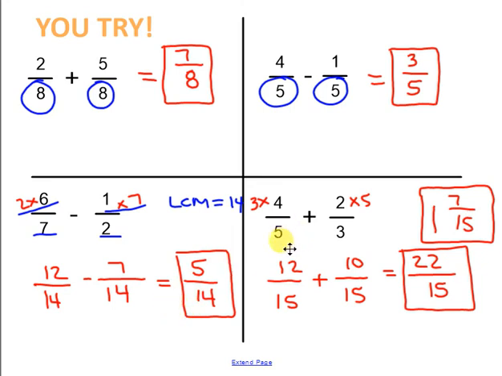Over here, I also had to find a common denominator. So the LCM of 5 and 3 is 15. 5 goes into 15 three times, so 3 times 4 is 12, and 3 goes into 15 5 times, so 2 times 5 is 10. I added the top and I got 22, and I kept the bottom as 15. Now this can be an improper fraction as an answer. It's already as simplified as it can go, or I can make it a mixed number. 15 goes into 22 one time with 7 left over, and I keep the denominator as 15.